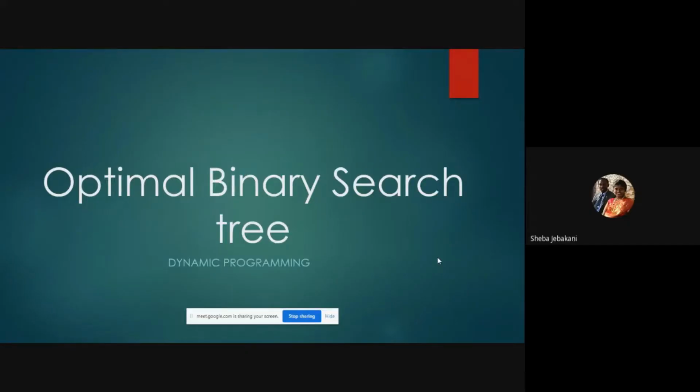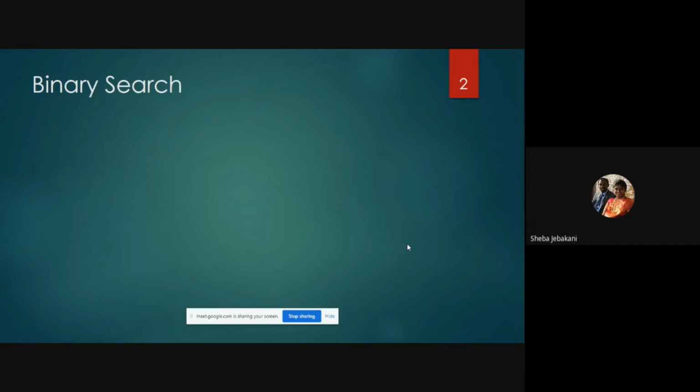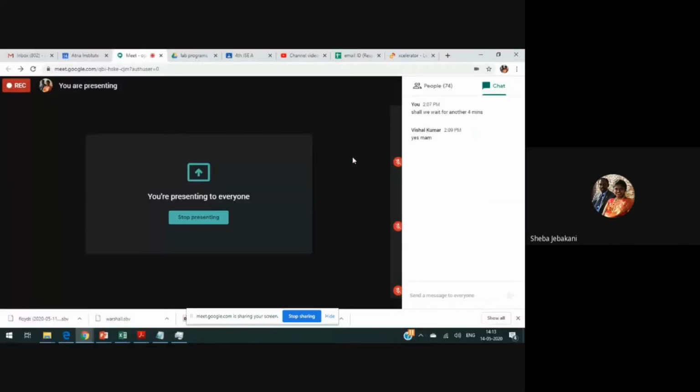Today we are going to see about optimal binary search tree. This is the next topic that we are going to learn in dynamic programming. What is a binary search tree, and what's the difference between a binary tree and a binary search tree? These are all very good viva questions for your lab. So I want you guys to make a note of these questions, and learn the answers for them as well.